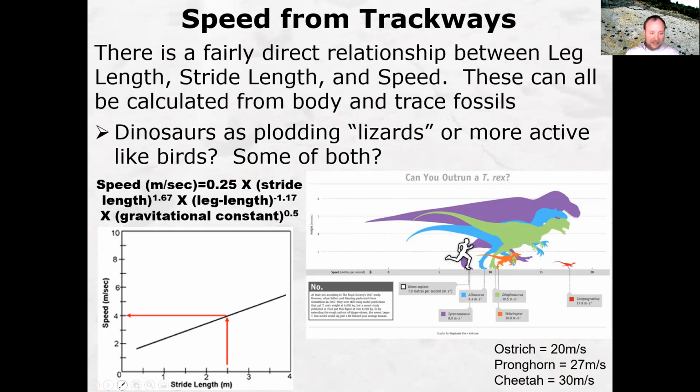But here, if we're able to get a stride length, this is the function for the relationship. This is the actual formula that takes stride length and leg length. This is only stride length. If you know the stride length from the trackway, you can roughly compute a speed. And so this graphic here: could you outrun a T-Rex? That's a pretty common question, right?